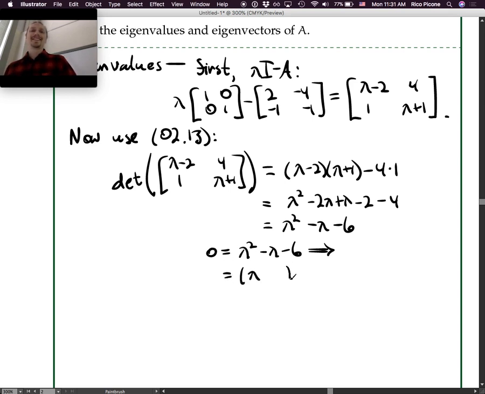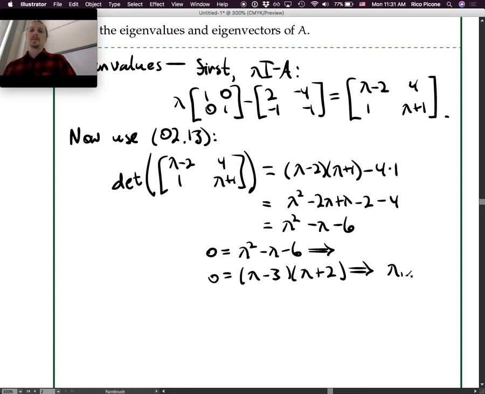Factors the quantity: lambda minus 3 times lambda plus 2. That's right. Which gives us 3 or negative 2. And negative 2, not or.